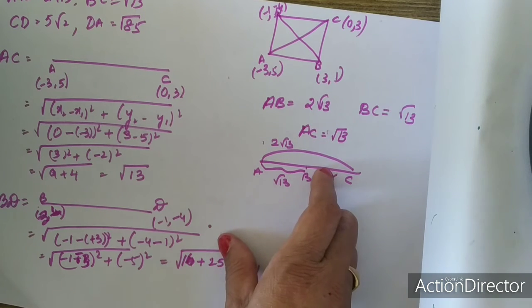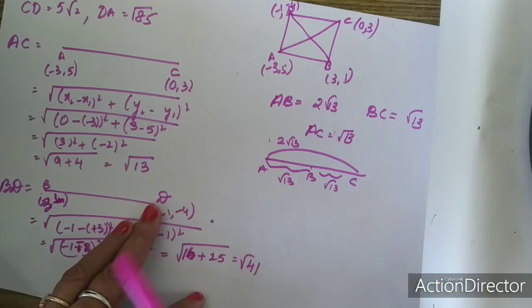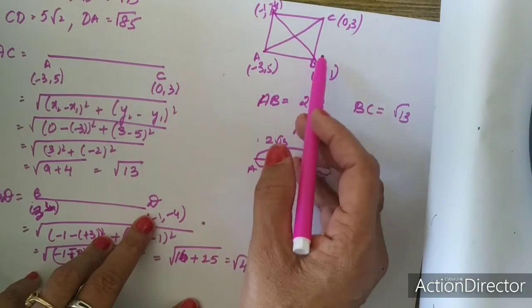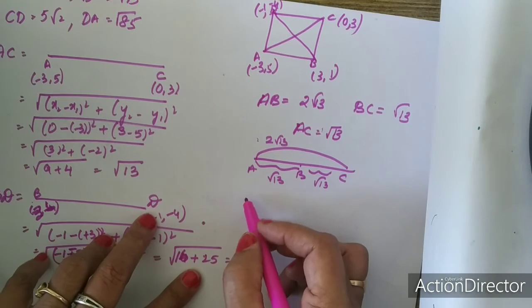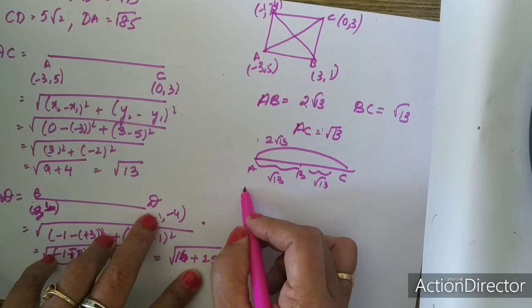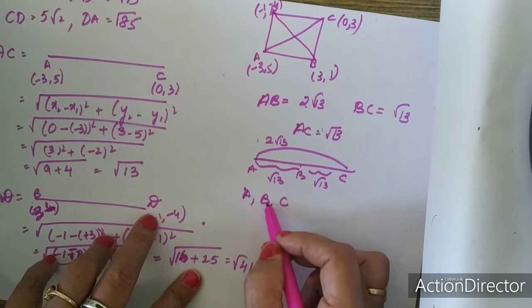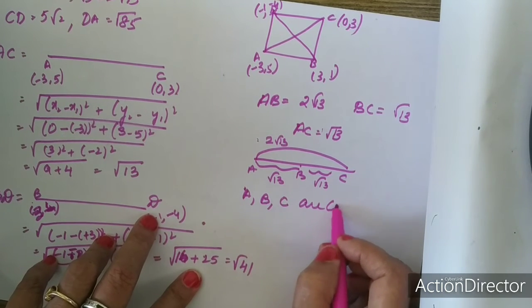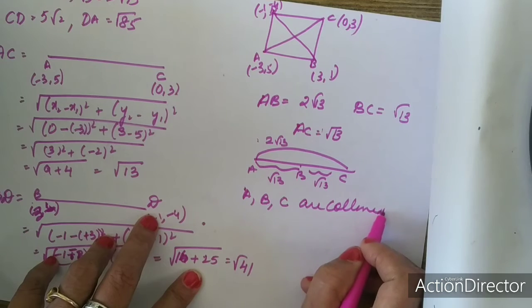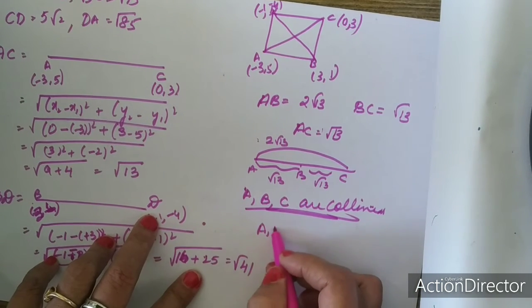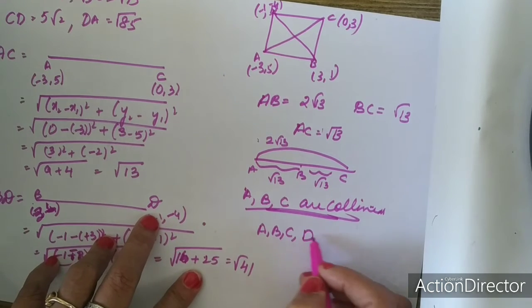Root 13 plus root 13 will be equal to 2 root 13, which proves that these 3 points are collinear. Therefore A, B, C are collinear. So this ABCD cannot form a quadrilateral.